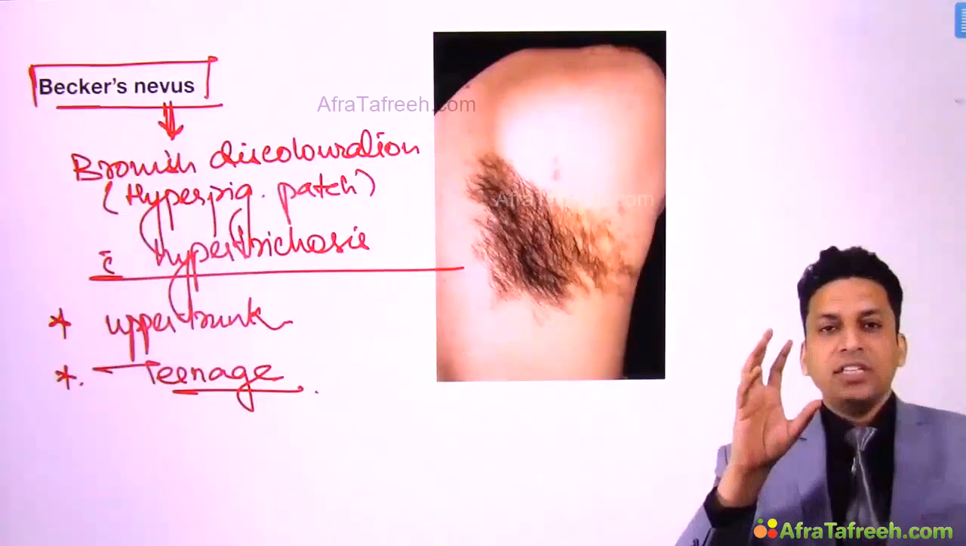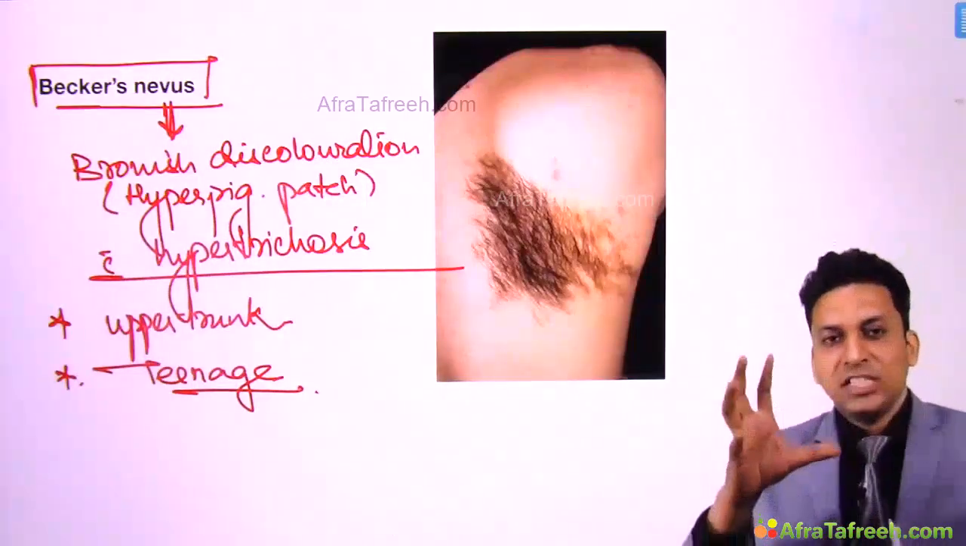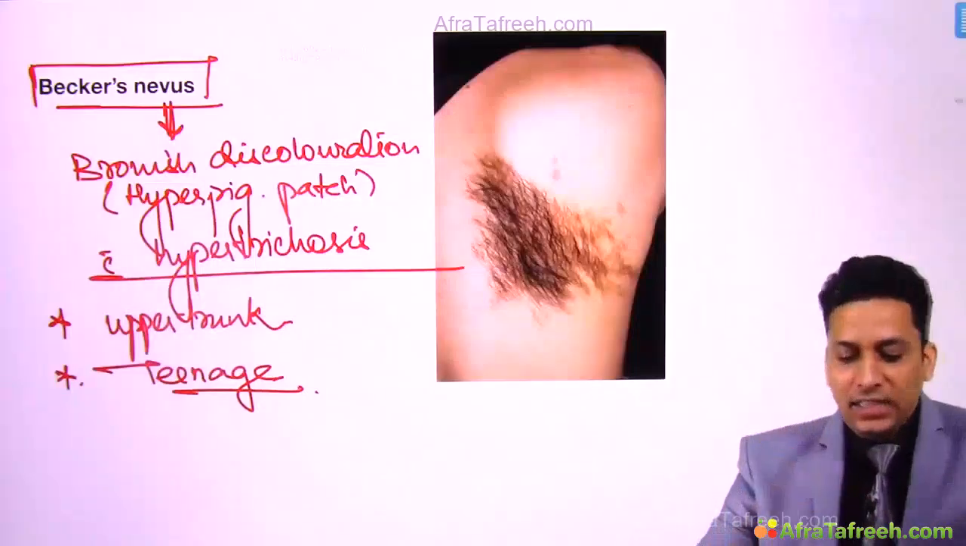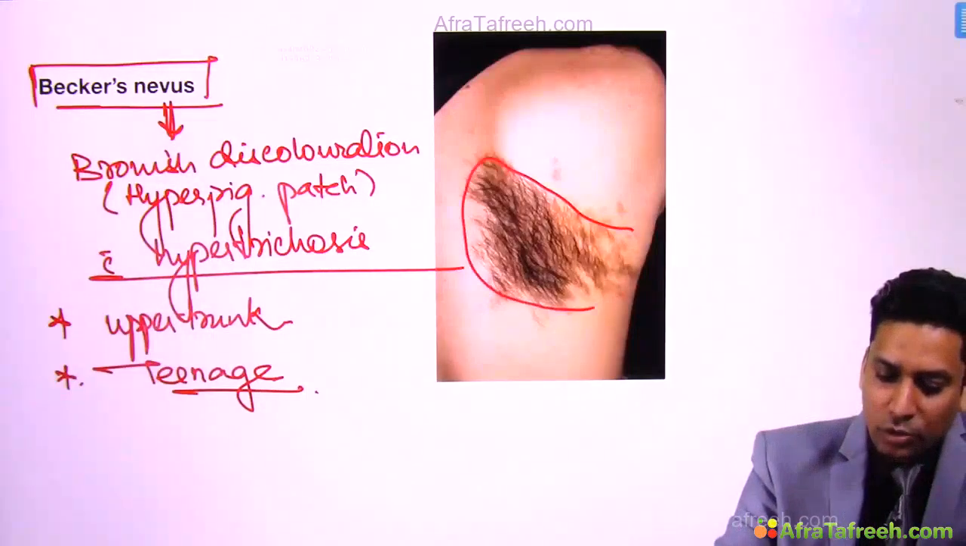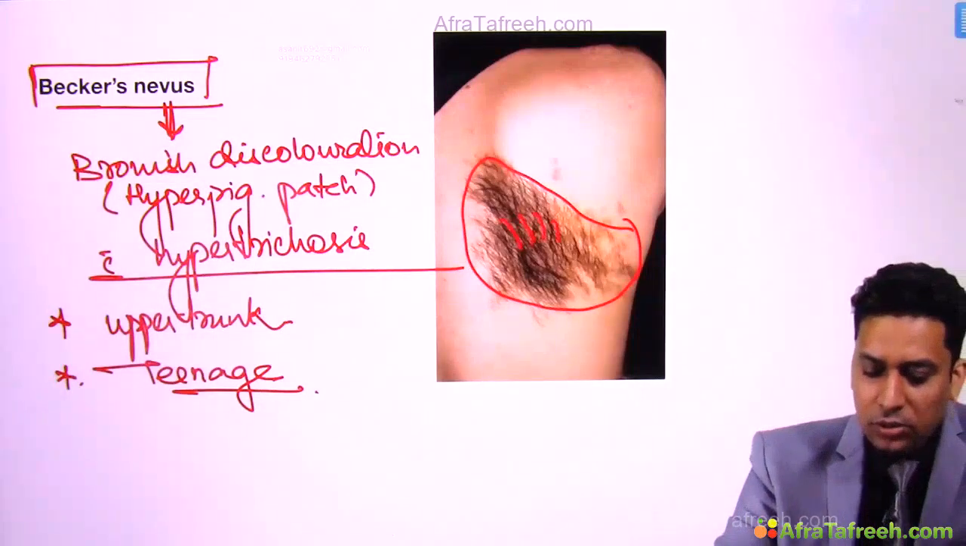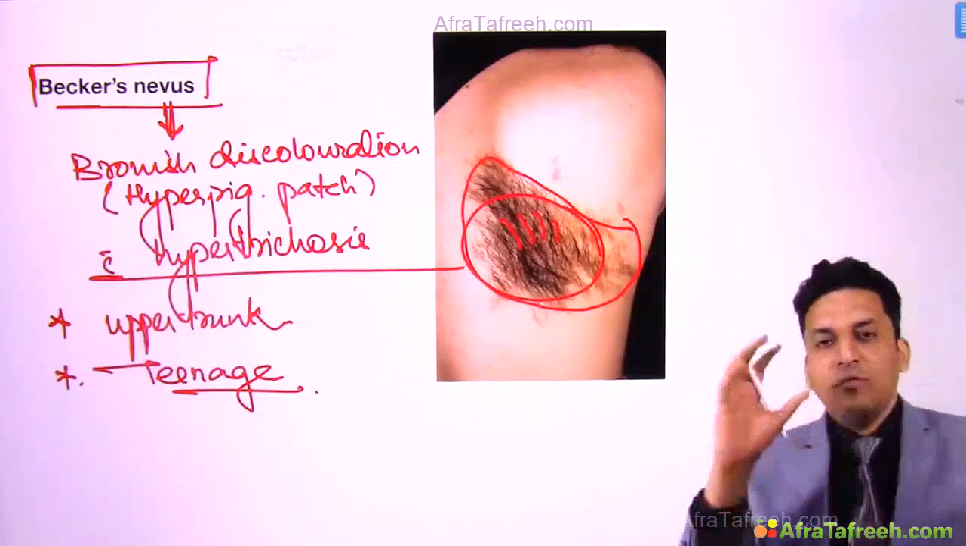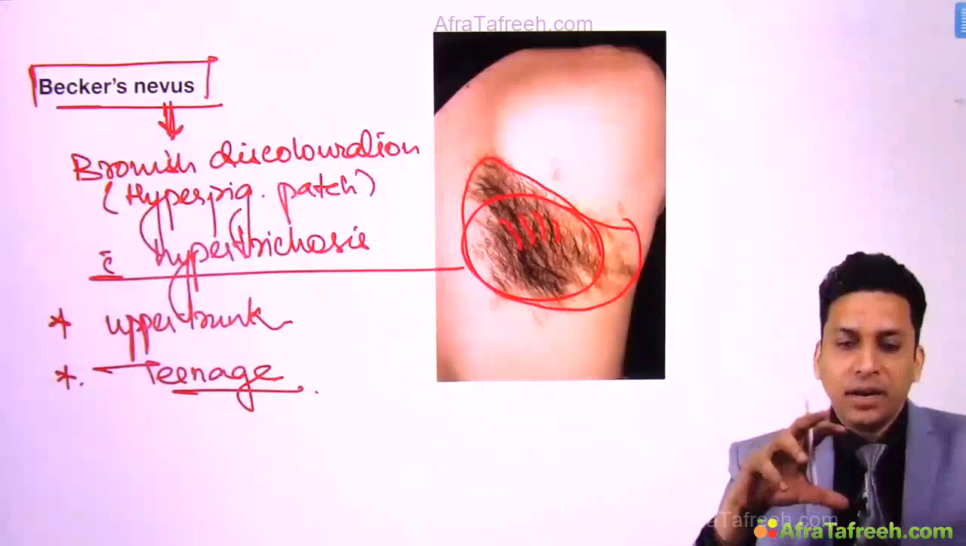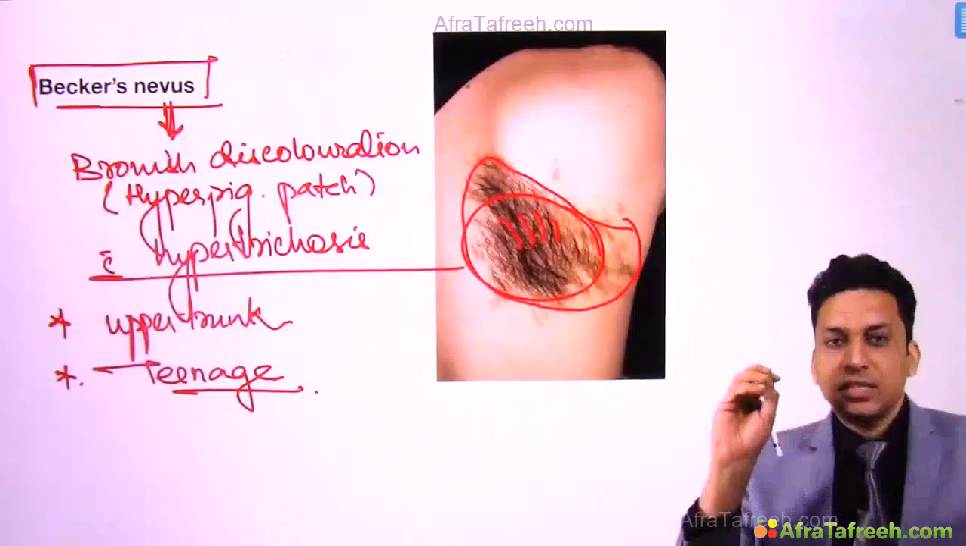Sometimes what happens during the teenage, during adolescence, patient presents with this hyperpigmented patch, and in this dark patch, you will find growth of lot of hair follicles. So with hypertrichosis. So if you find hyperpigmented patch with hypertrichosis during adolescence, then this is Becker's nevus.